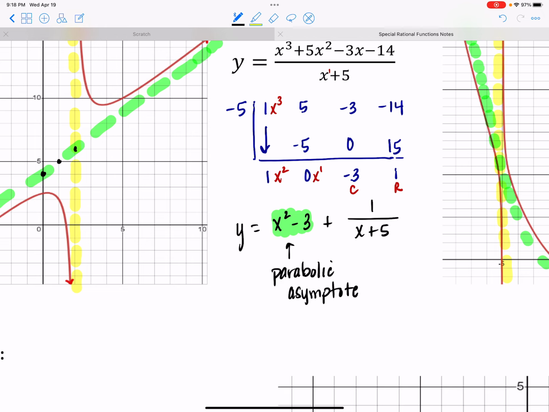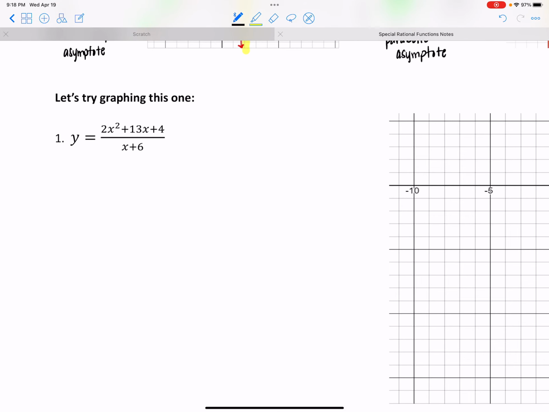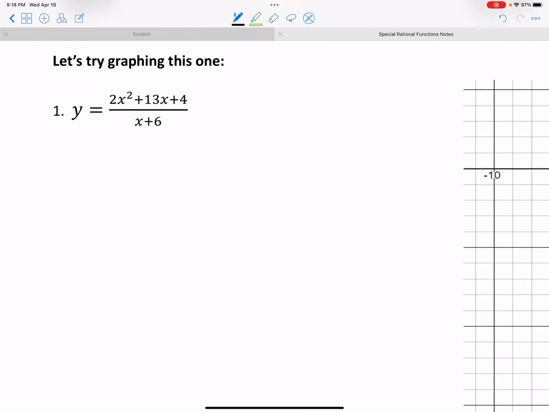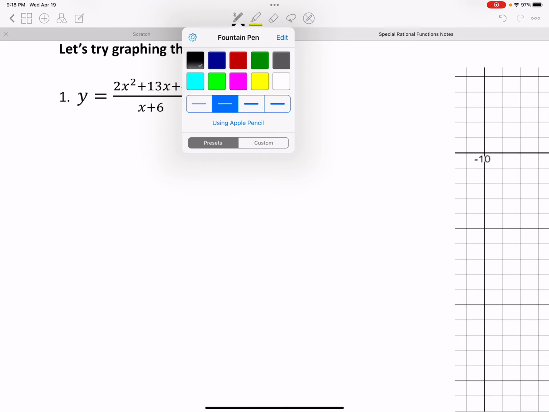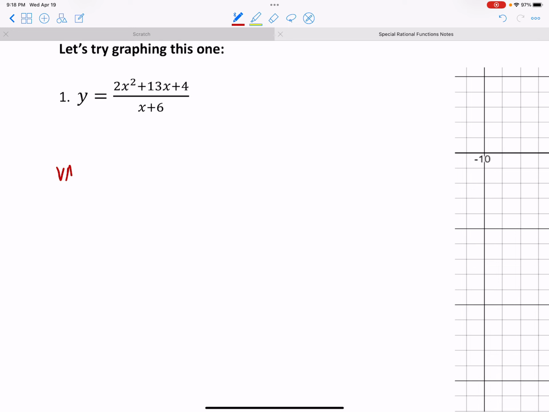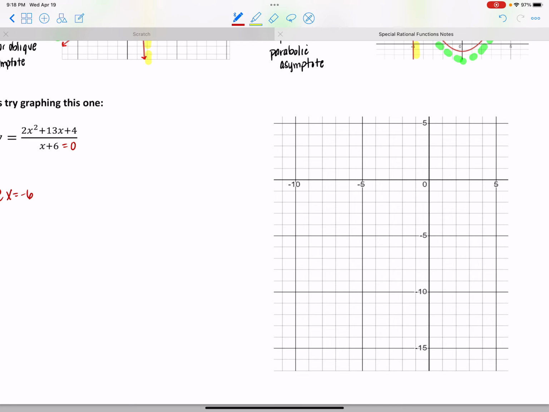Okay, so that's the concept. Let's try to graph one on our own. So if I was looking at this function and I just said to graph it, I would first probably look for the vertical asymptote because I think those ones are pretty easy. What's going to make our denominator equal 0 is going to be a -6. So I'm going to go ahead and go to my graph over here, go to -6, and make my vertical asymptote through that x value.